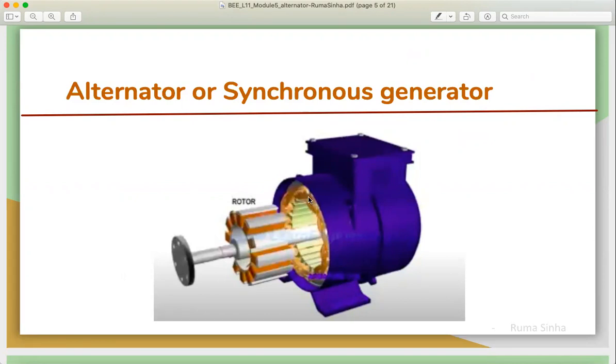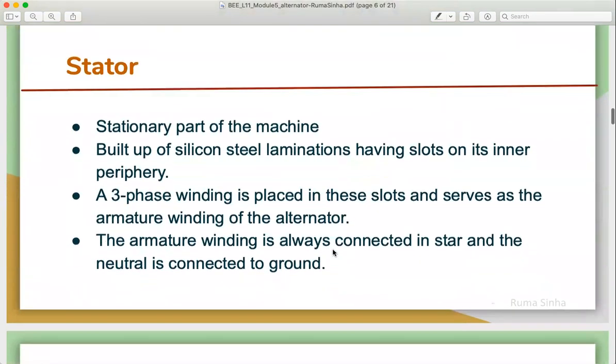So the stationary conductors will have an induced EMF, and that induced EMF can be collected easily from the stationary armature. So this is the basic working part and the construction part. Now let's see in detail. So now what do we have in the stator?